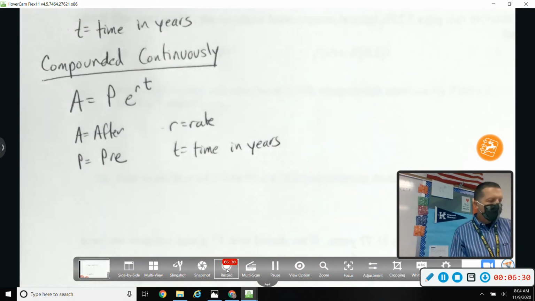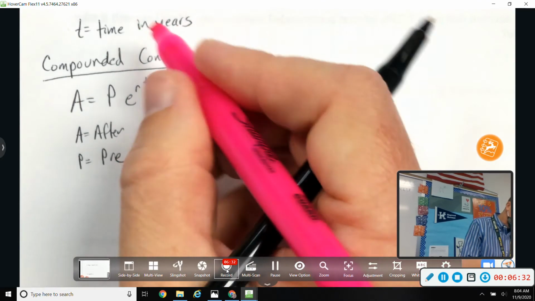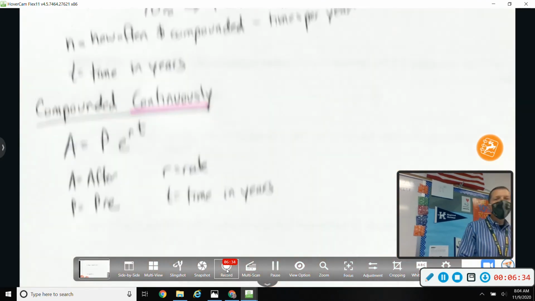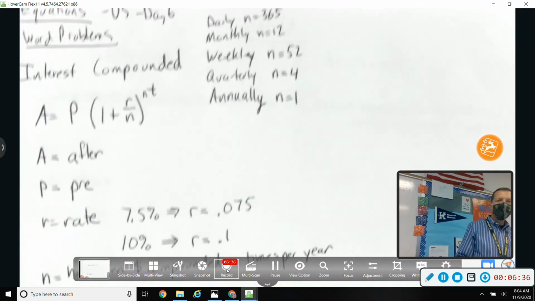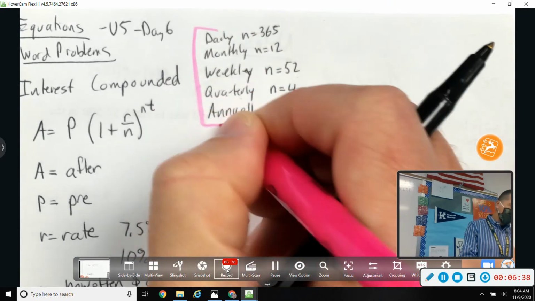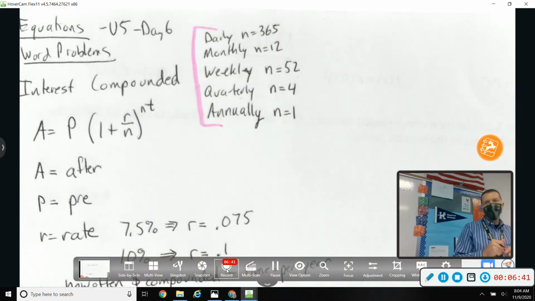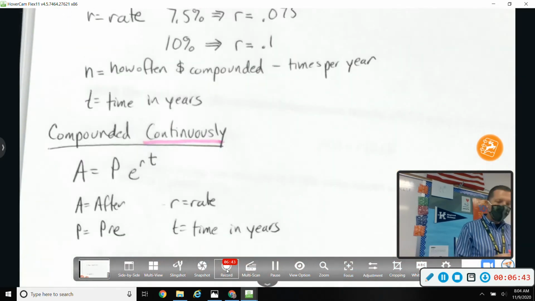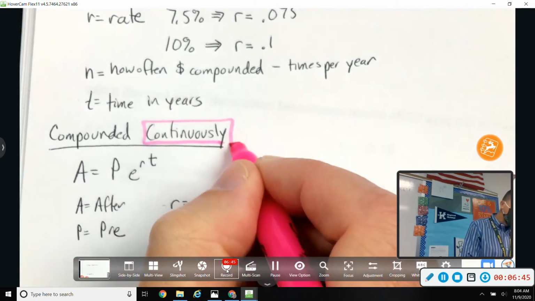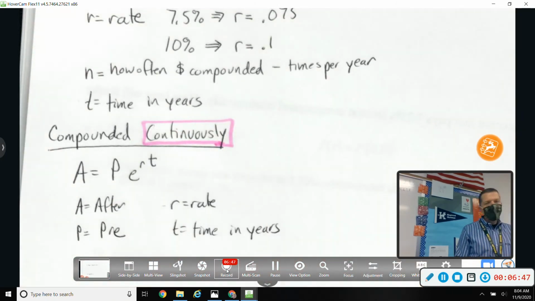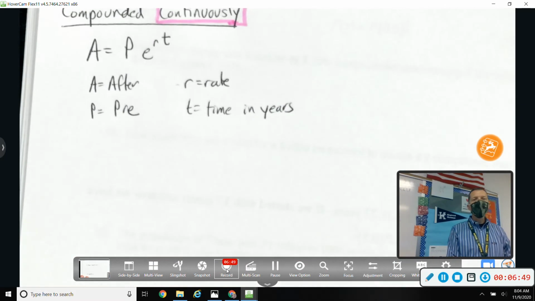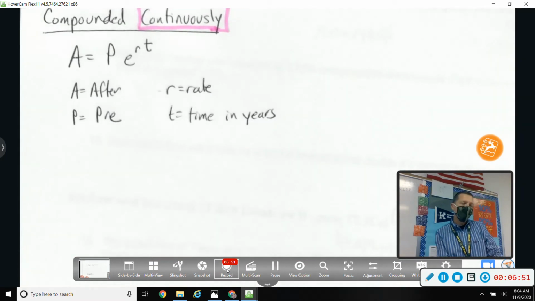So the big deal with interest is whether it's compounded continuously versus daily, monthly, weekly, quarterly, annually, whatever. So continuously is the key word you're looking for when you're working the interest problems, because that's your clue to use the PERT formula.